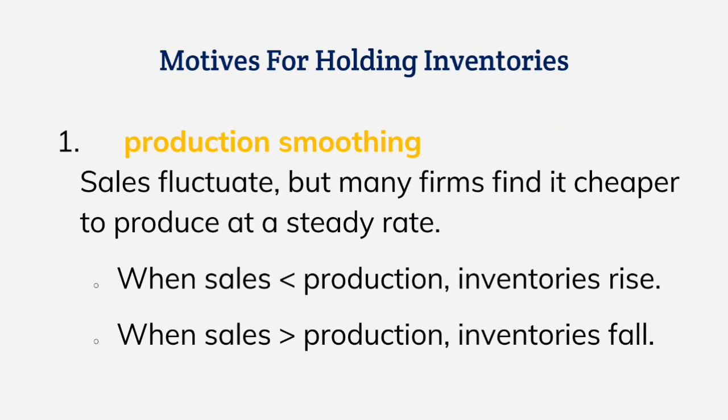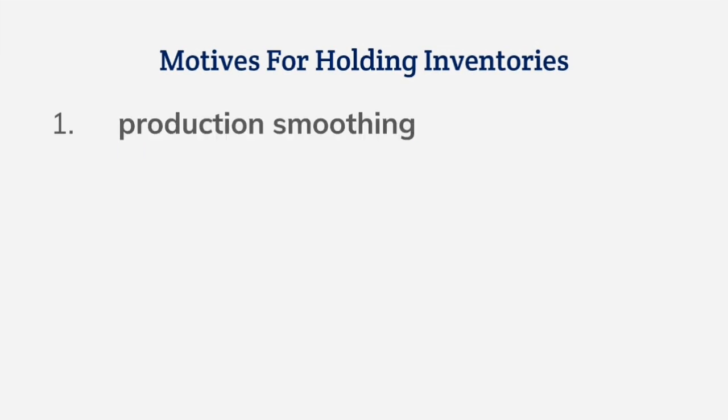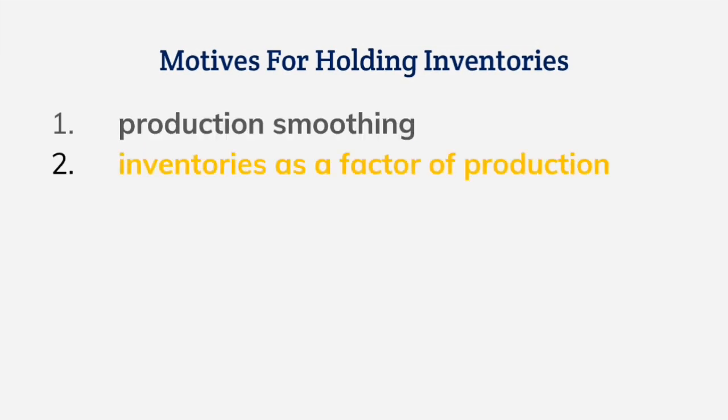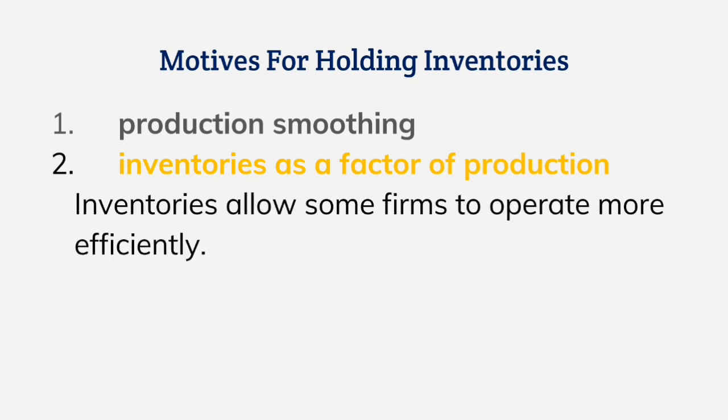Motives for holding inventories. The first is production smoothing. Sales fluctuate, but many firms find it cheaper to produce at a steady rate. When production is more than sales, inventories rise, and when sales are more than production, inventories fall. The second is inventories as a factor of production.